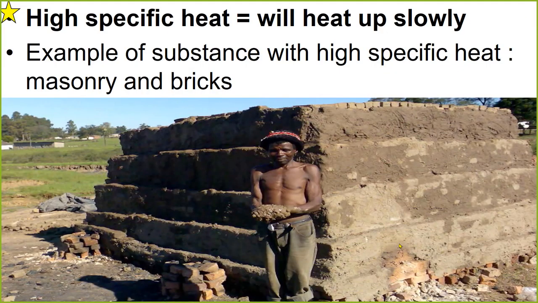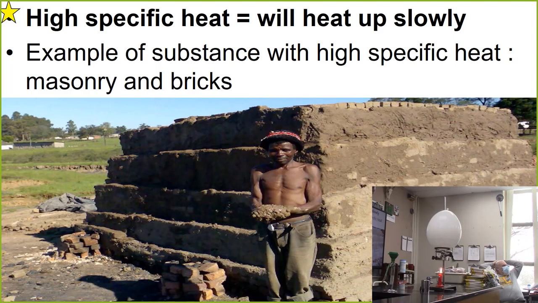30 seconds. Okay, while we're waiting for the balloon to burst, here's a slide. High specific heat will heat up slowly. An example of high specific heat is masonry or brick. So here you see this guy who is making an oven out of bricks and mud. This is a traditional way to make an oven. And you can make things like charcoal with an oven like this, or you can cook things. You can make ceramics. You could make tiles. All right, so like clay tiles you can make. All right, we're closing in on 2 minutes now, folks.